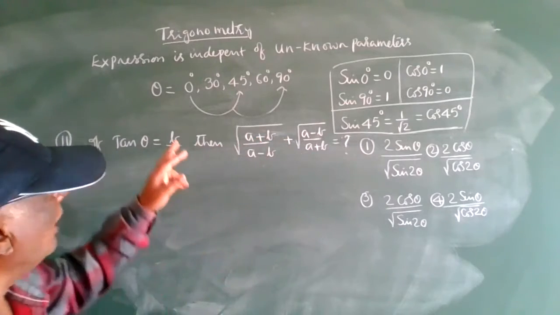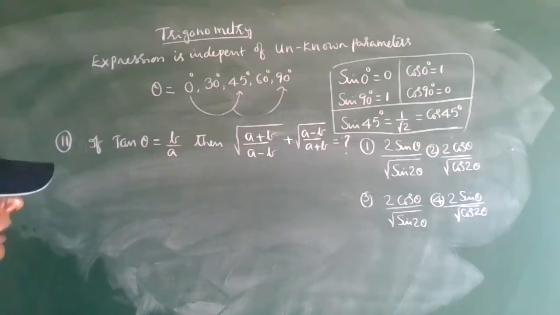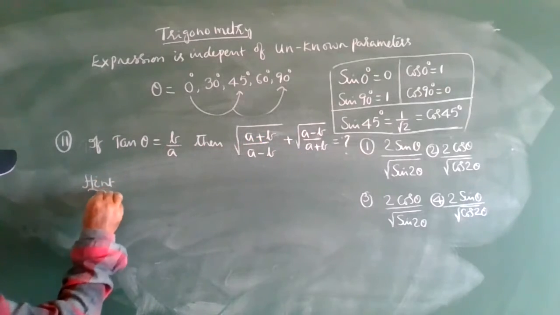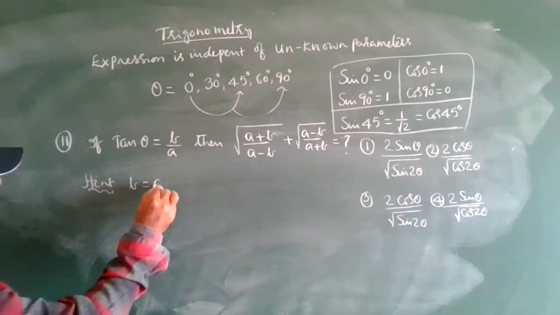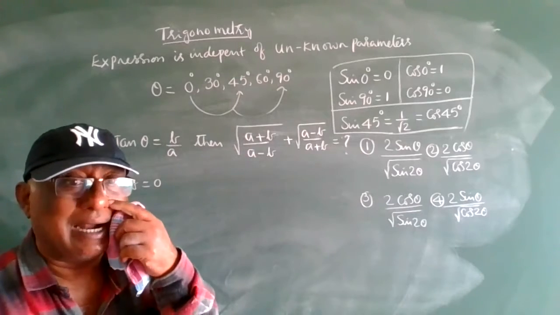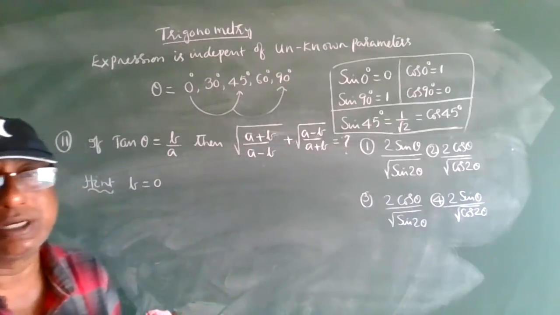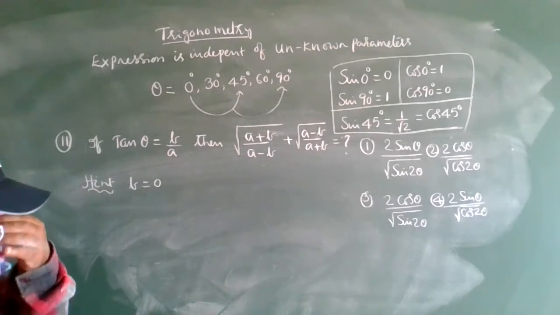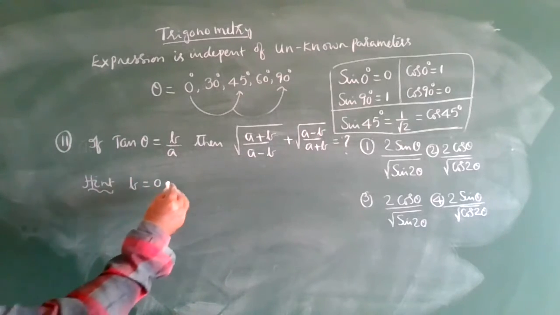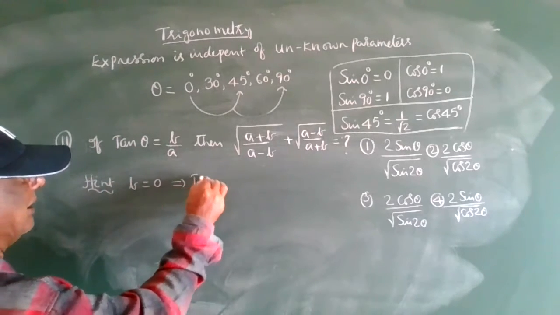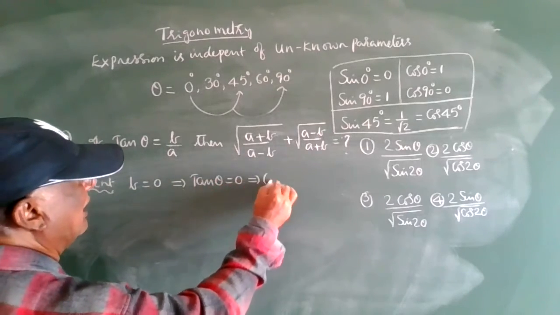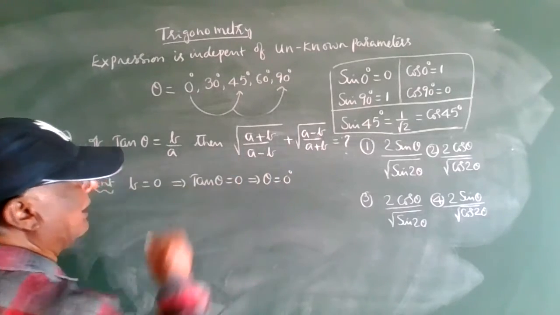I will do it very simply. The value is unknown, so immediately we should take one value as 0, as I already told. I am taking the upper value as 0. If we take the downside value as 0, it means undefined, so don't take the downside value as 0. You should take only the upper value as 0. Therefore, tan theta is equal to 0. Therefore, theta is equal to 0 degrees.